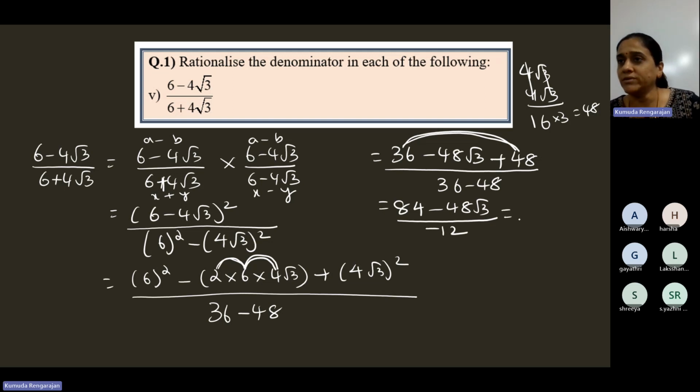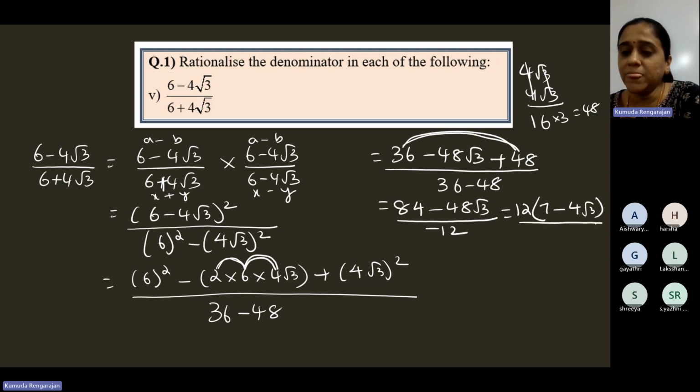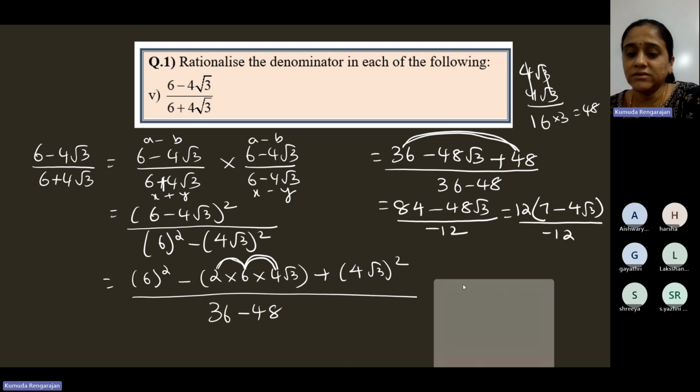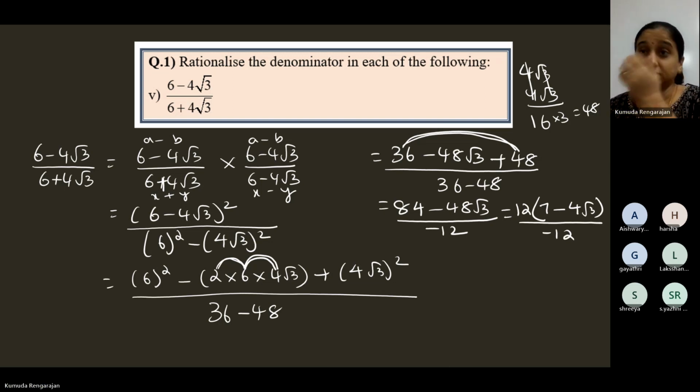The numerator, what's common? Is 12 common? 12 sevens are 84, right? And 12 fours are 48. So 12 is common in the numerator. So 12 sevens are 84 minus 12 fours are 48 root 3 divided by minus 12. Correct? Yes or no? So minus 12 and minus 12 cancel out.